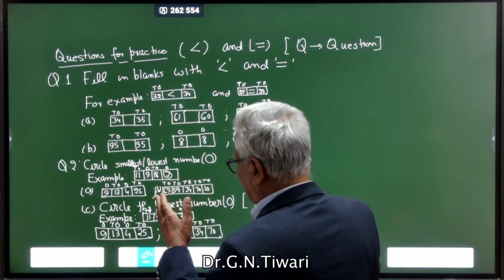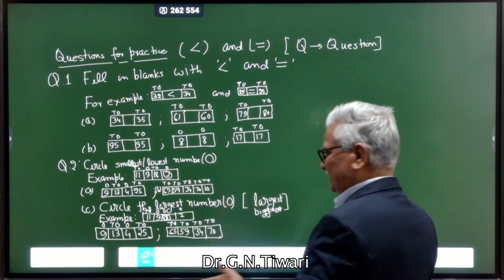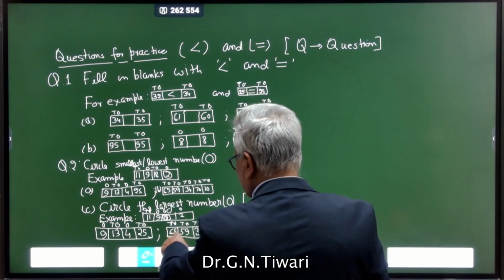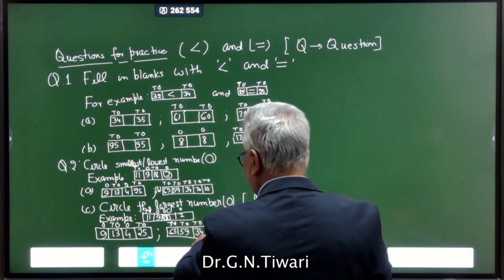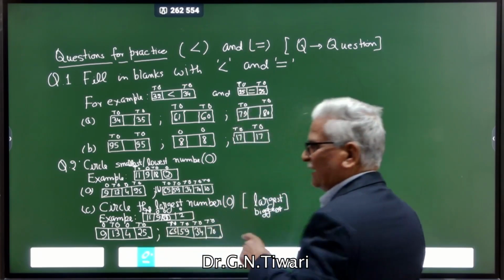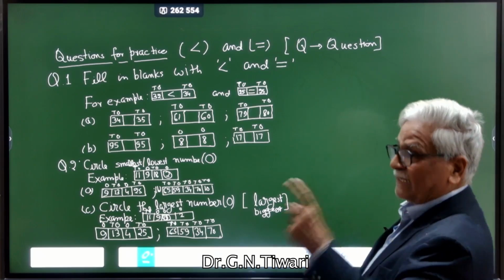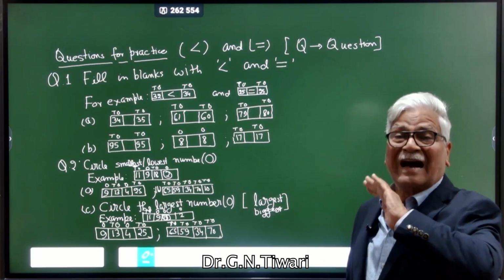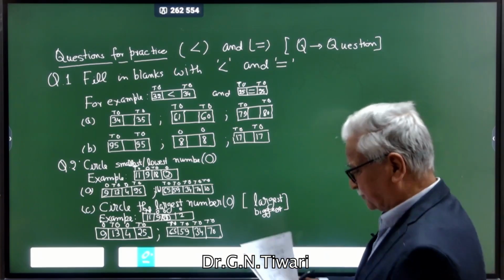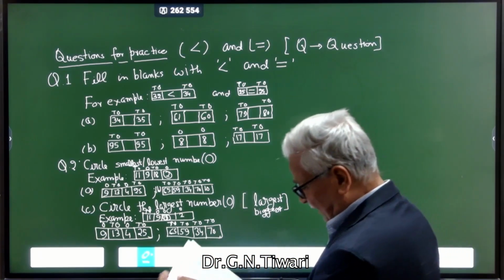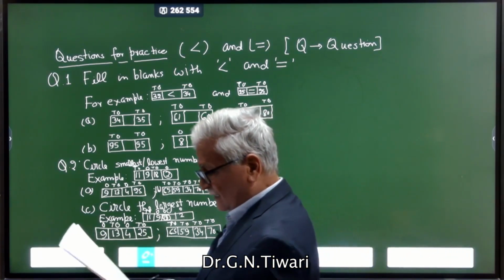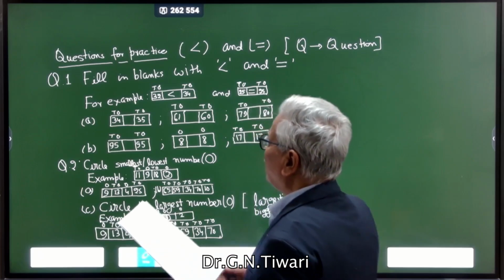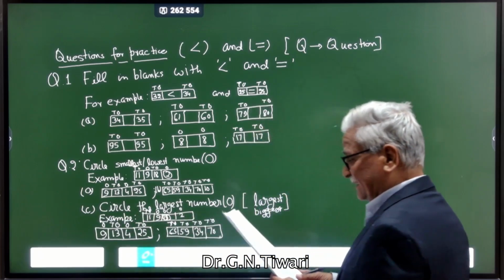So he should start comparing tens. See the 6, 5, 3, 7. So obviously the 7 is bigger than the others, so it will be the biggest number. So you ask the student to do it, don't answer it. Now there are many questions for the practice.